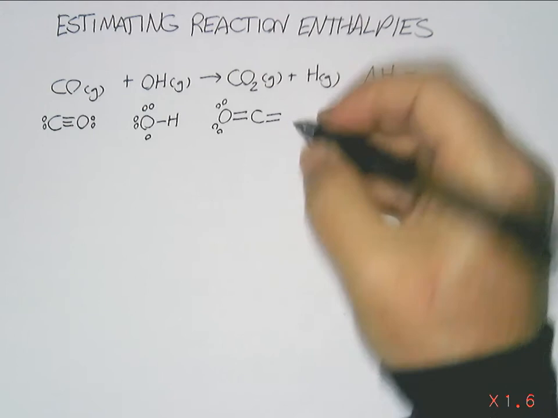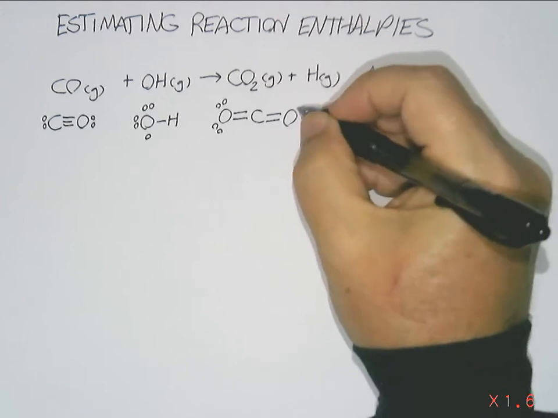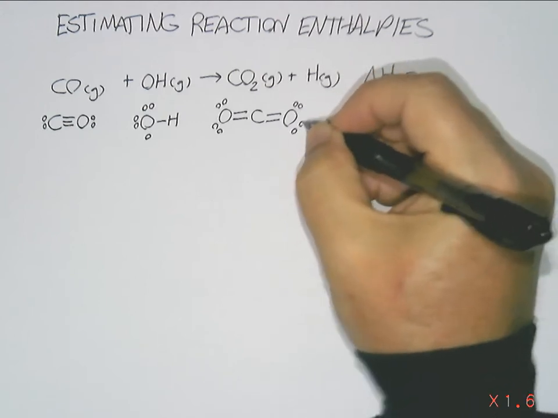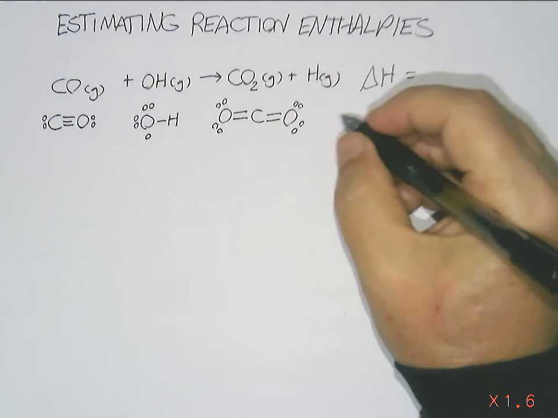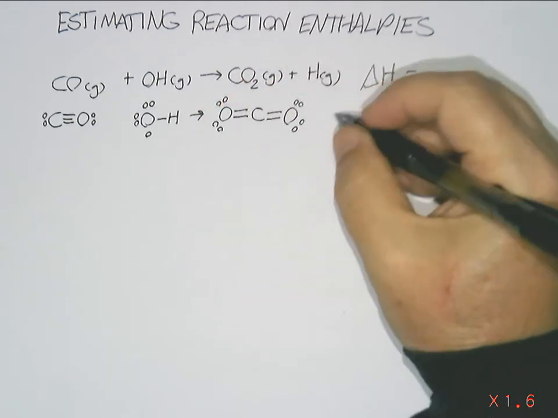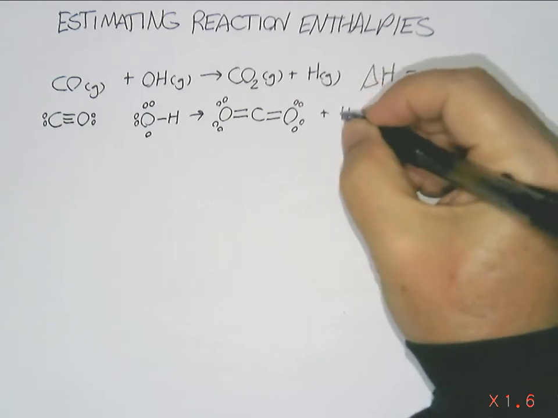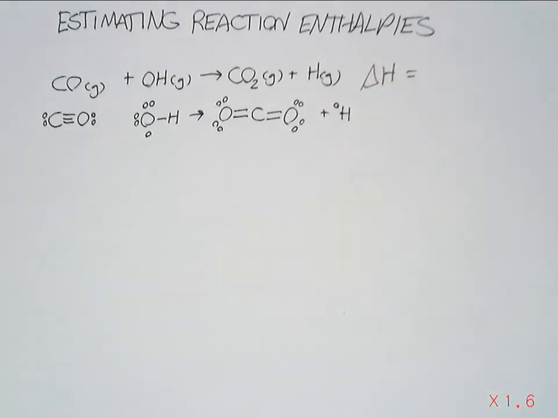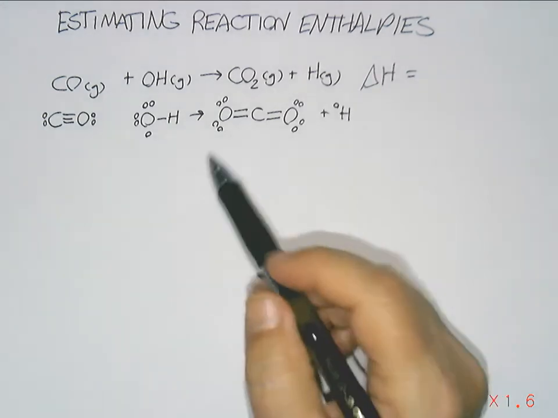So when you're trying to predict what delta H is for a reaction using bond enthalpies, you have to know what bonds you've got. So you have to write the Lewis structures for everything down. Now let's see what's happening in this reaction.